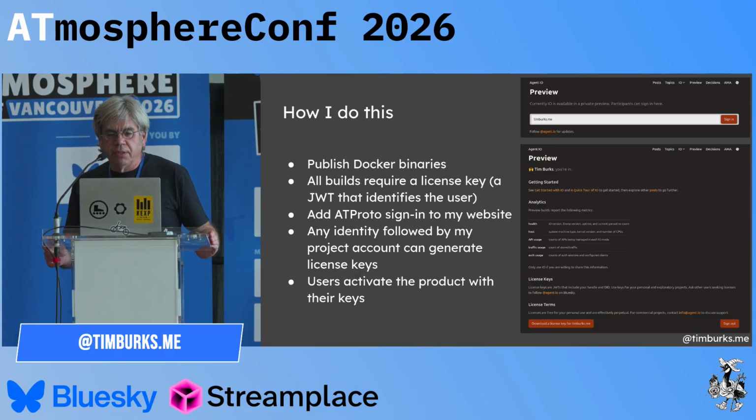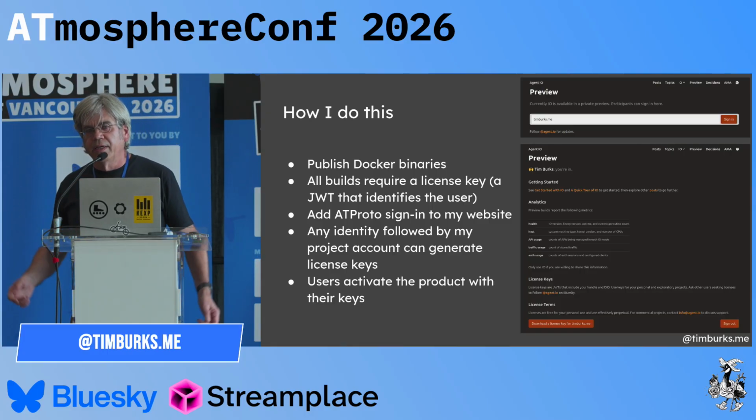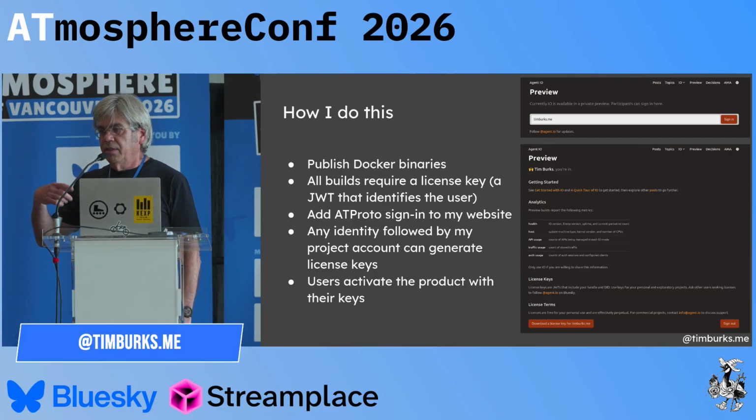The way that I do this is that this is a server-side component, so I just publish Docker binaries. And I make all my builds require a license key, which is just a JWT, and we all know about JWTs. The JWT identifies the user and says they have a license to use this. And then I add ATproto sign-in to my website. And anyone can log into my project website with their Bluesky or whatever ATproto ID and mint their own license key. But in order to decide who can mint the license key, now this is the hack, instead of keeping a list, I just say that whoever my project account follows can mint a license.